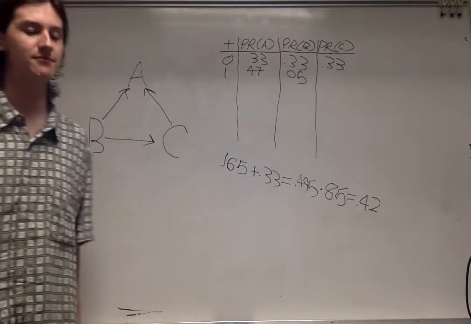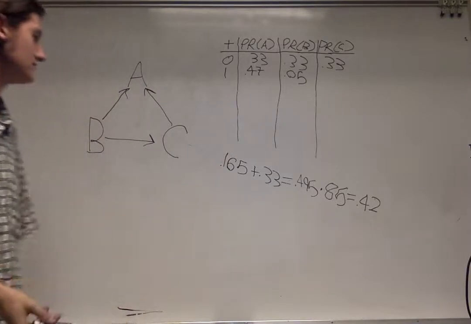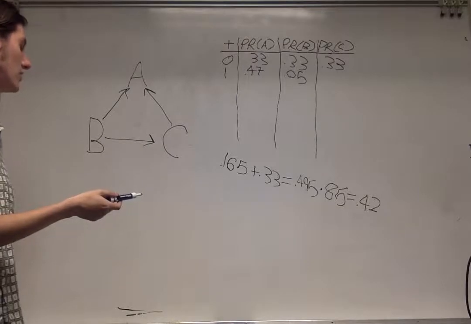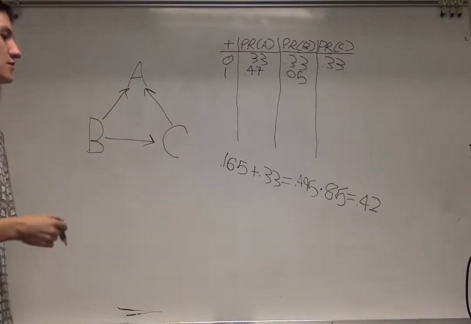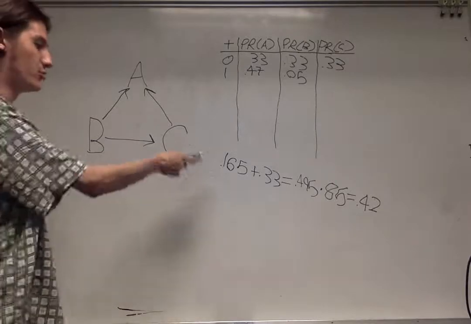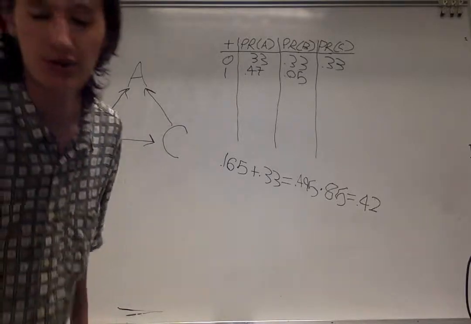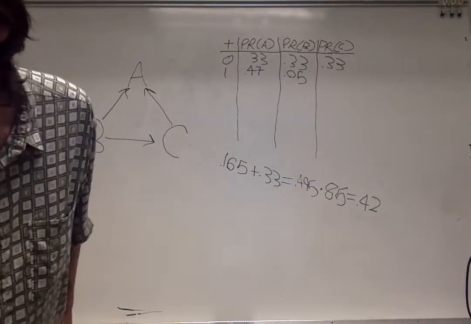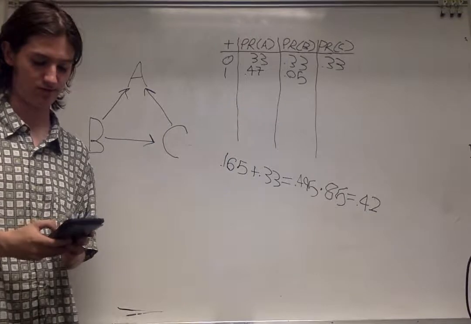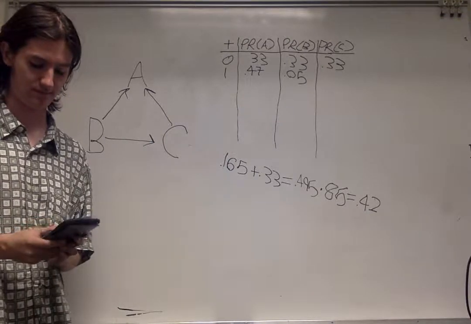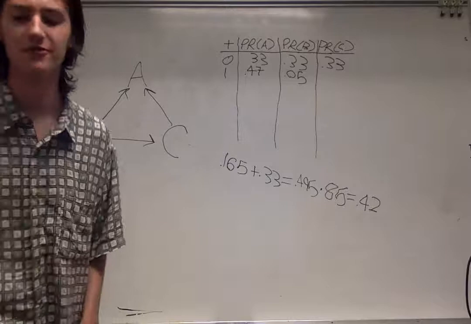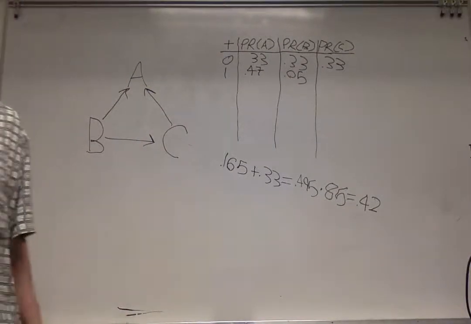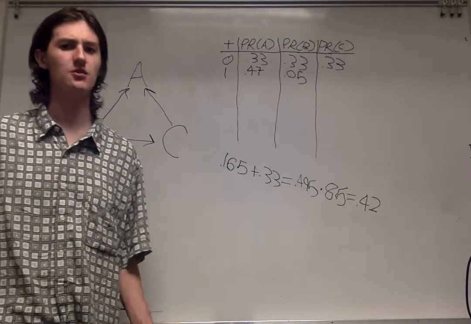And finally, we've got our PageRank of C. For C, we see that we've got one connection from B to C. We know that that connection has the value of 0.165, and there are no other connections, so we're going to want to multiply 0.165 by 0.85, which will get us a result of 0.14. So then 0.14 plus 0.05 is going to equal 0.19.